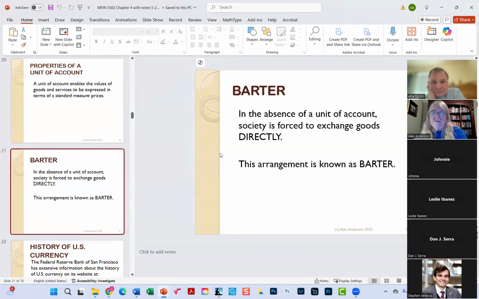By the way, in a society in which there's no money, we have what's called barter. They just directly trade goods and services among themselves, and they just negotiate the prices for each transaction. But that is so horrendously inefficient that you can easily understand why money came into being.